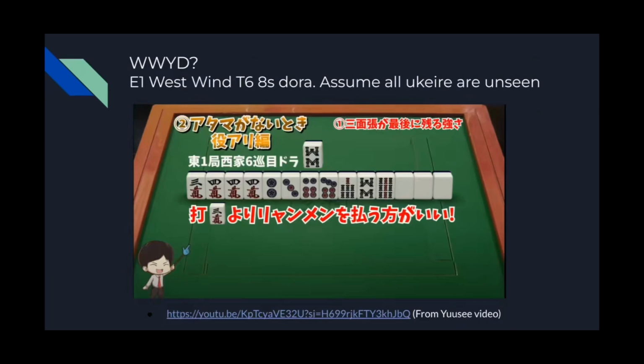Moving on to the next, what would you do? This is taken from a Yusei video. He's a strong Mahjong player. So East 1, West Wind, turn 6, and 8s is Fedora. And assume that all the uke are unseen. What would you do?